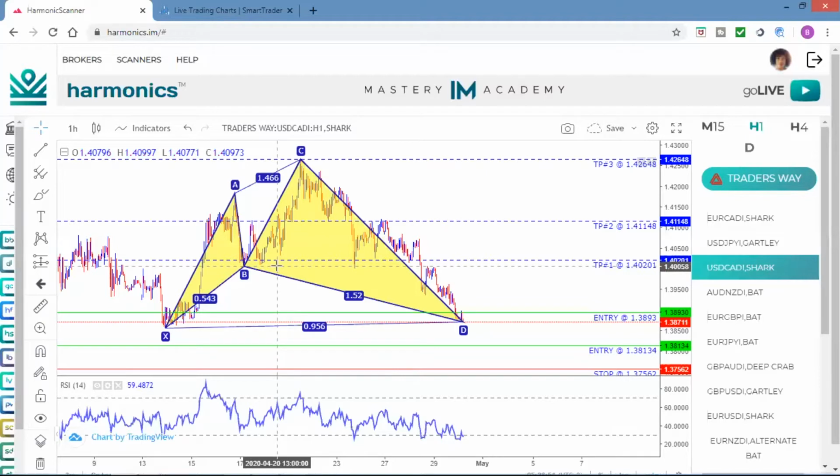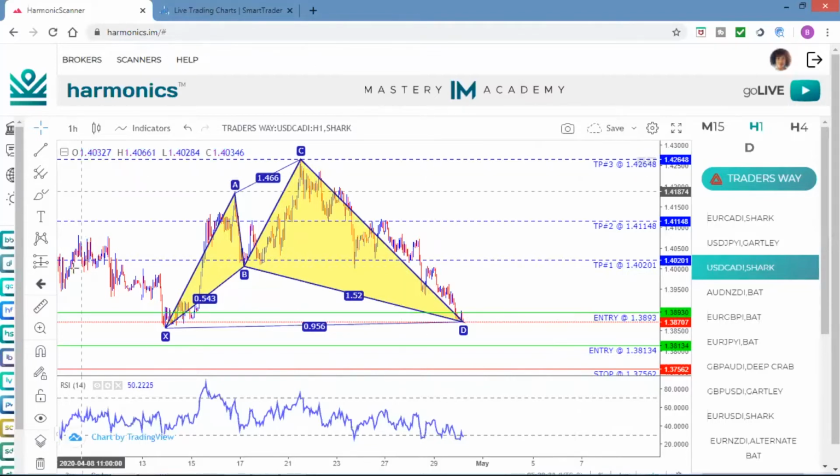Okay, so we got a buy signal on the dollar Canadian 1 hour chart that's been called on the IM Mastery Academy Harmonic scanner. We've got an entry range between $1.3893 and $1.3813. These are the two green lines here, and we've got a take profit one at $1.40. So let's switch it over to the Smart Trader chart and get things marked up so we can see exactly how we're going to enter this trade.